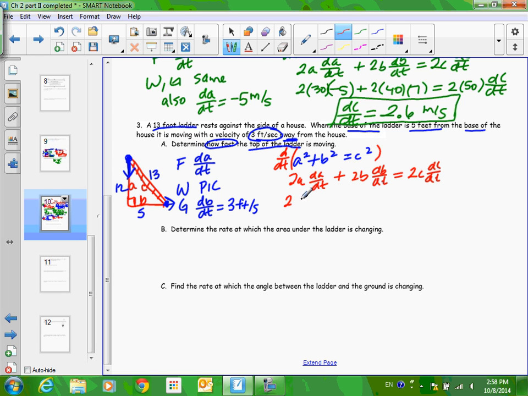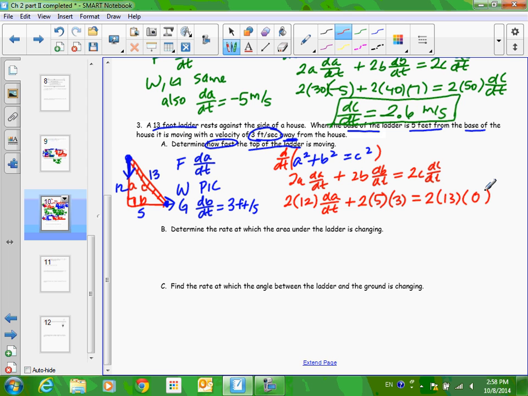So let's start plugging in what we know. We know that a is 12. We know that dA over dt is what I'm looking for, so I'm just going to rewrite it. We know that b is 5. We know that dB over dt, that was our given, that's 3. We know that c is 13, and I don't know dC over dt, so probably it is 0. Now, why, like logically, is dC over dt 0?